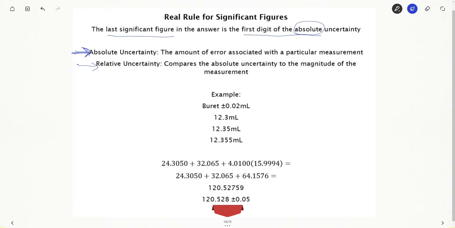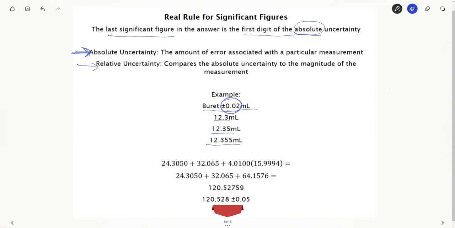Let's say that you're doing a titration and you're obviously going to be using a burette. That burette has an absolute uncertainty associated with it. So theoretically, let's say you're using a burette, and usually these are etched at the very top of the burette. This burette has an absolute uncertainty of 0.02 milliliters. So when you're doing the titration, you may very well ask yourself, how many decimal places should I read this burette to? Should I give it one decimal place? Can I read it to two decimal places? Or can I possibly read it to three decimal places?